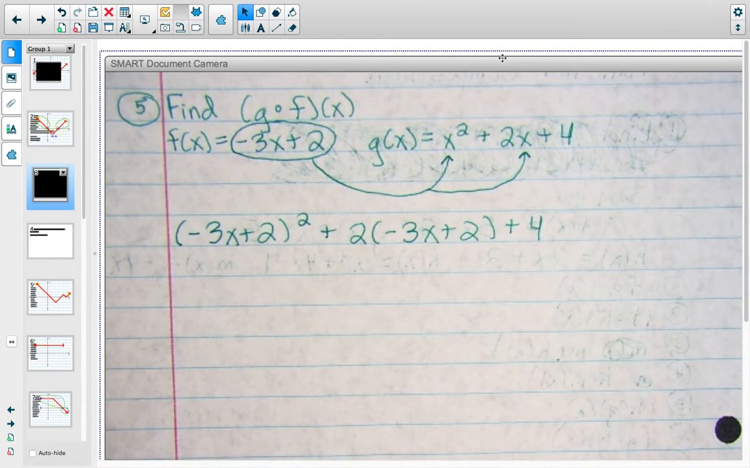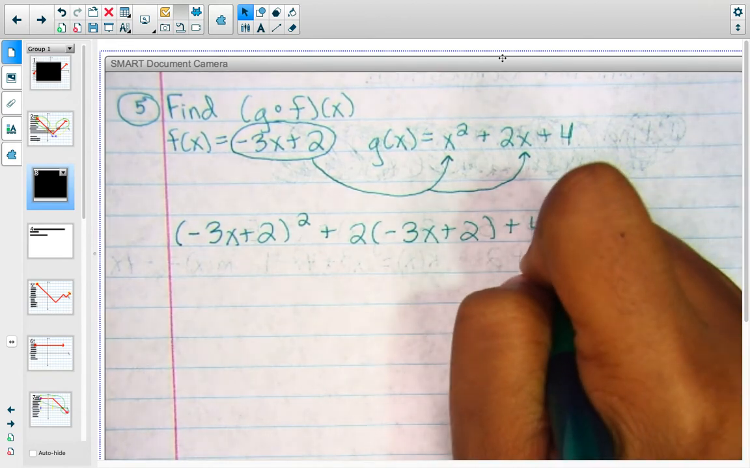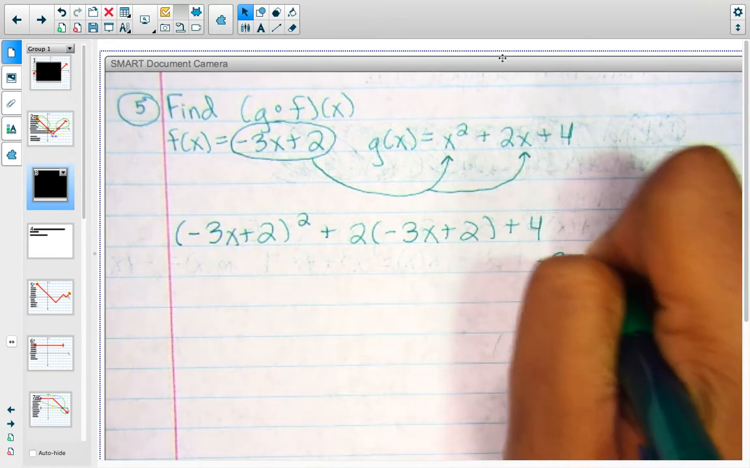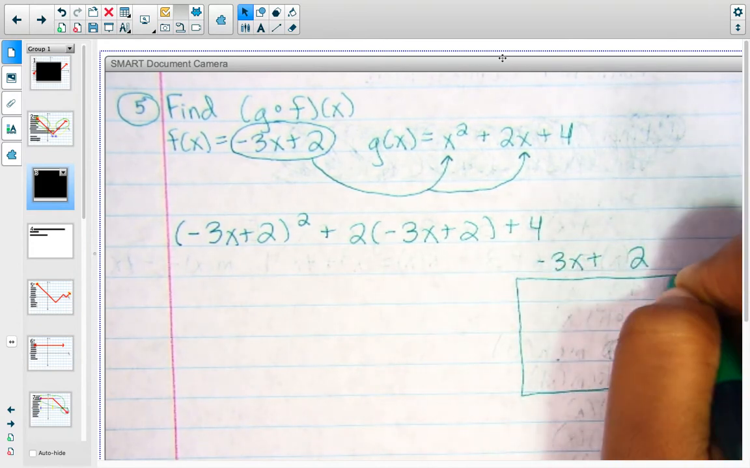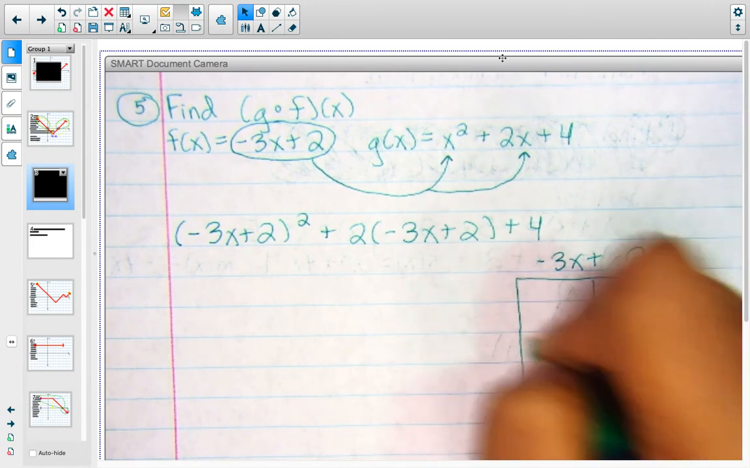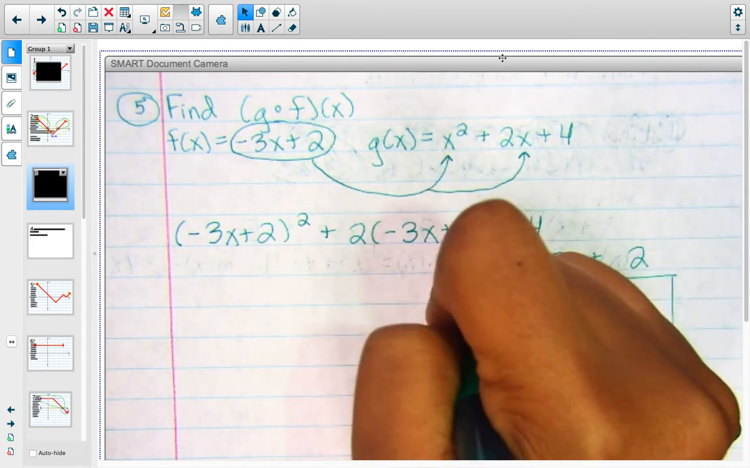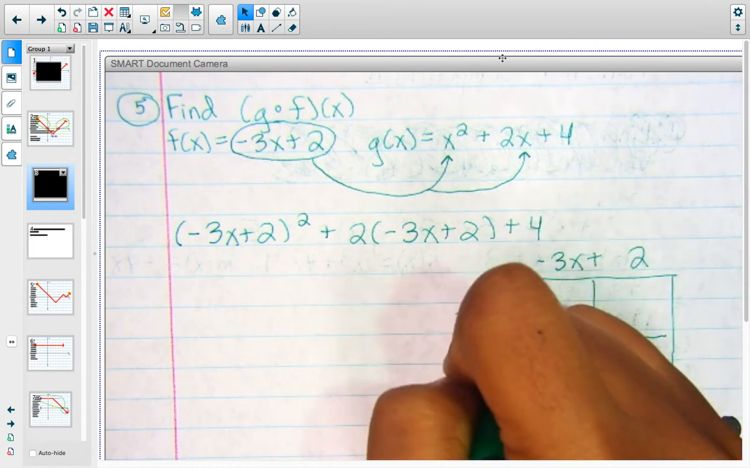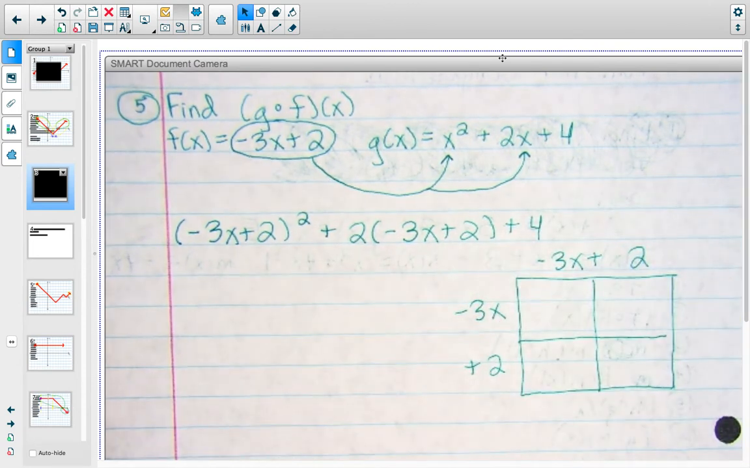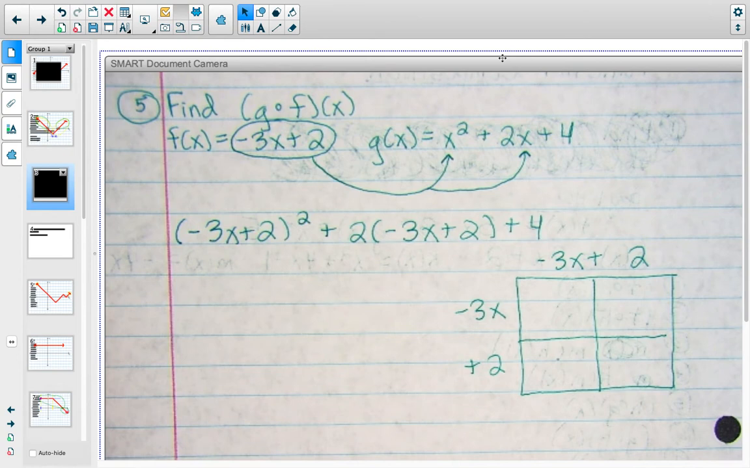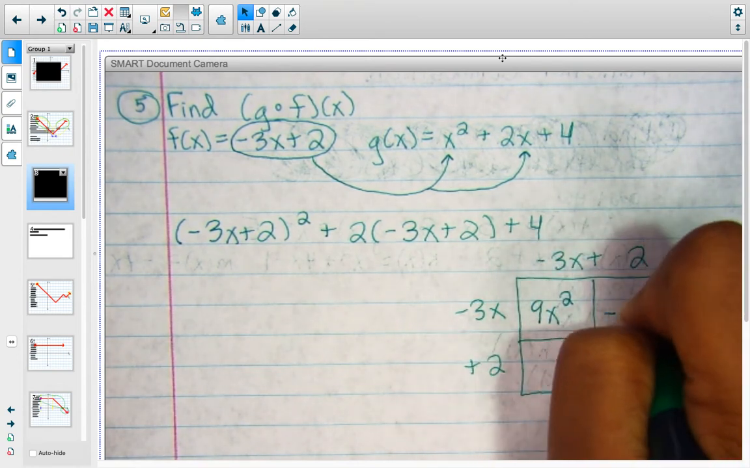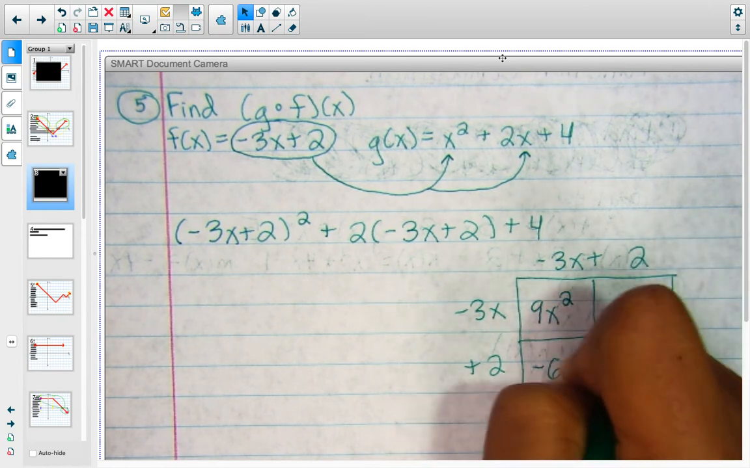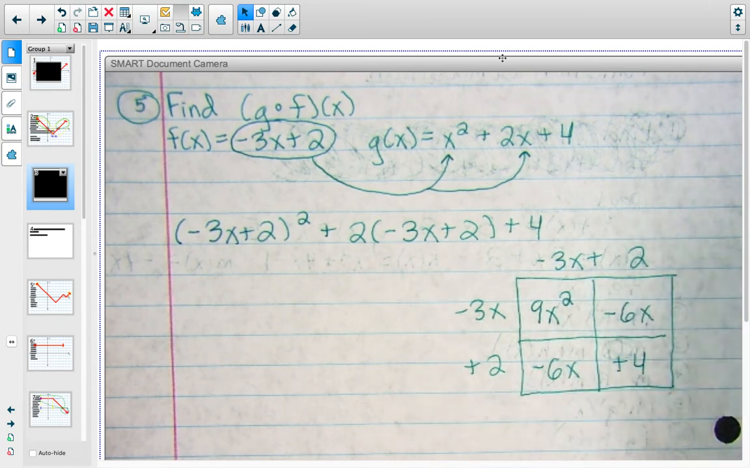Off to the side, we're going to have to do the box method or the FOIL method here. So I'm going to set up my box, negative 3x plus 2. So you can do box, distributive property, or FOIL method. I generally don't do FOIL because it doesn't work for trinomials, but it'll still give you the same answer in this case since I'm working with binomials. So this is going to give me 9x squared minus 6x minus 6x plus 4.